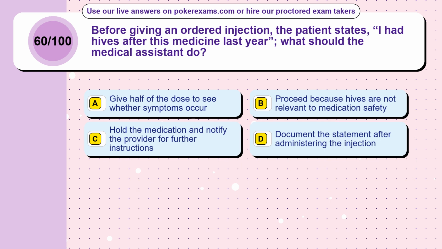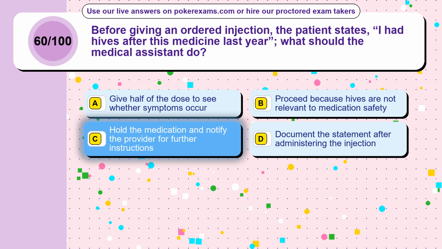Question 60. Before giving an ordered injection, the patient states, "I had hives after this medicine last year." What should the medical assistant do? Option A. Give half of the dose to see whether symptoms occur. Option B. Proceed because hives are not relevant to medication safety. Option C. Hold the medication and notify the provider for further instructions. Option D. Document the statement after administering the injection.